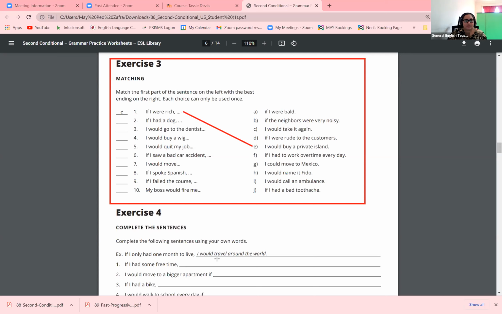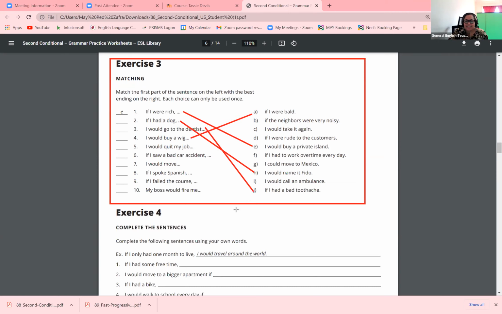If I had a dog, I would name it Fido. Yes. Next, Jaya. I would go to the dentist if I had a bad toothache. Letter J. Next, Creon. I would buy a wig if I were bored. If I were bald, yes.